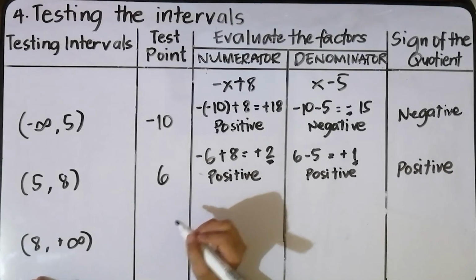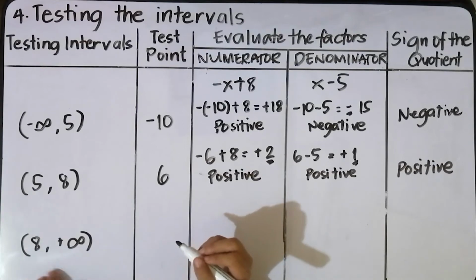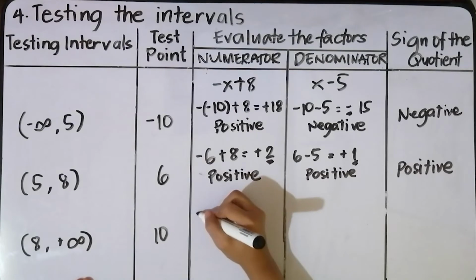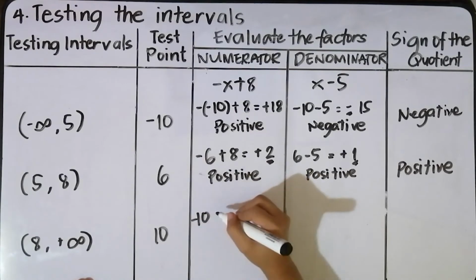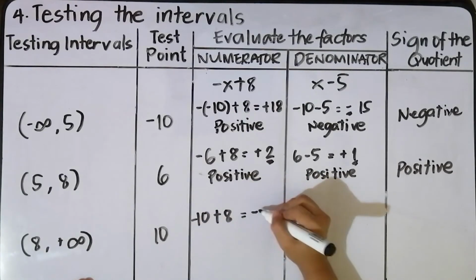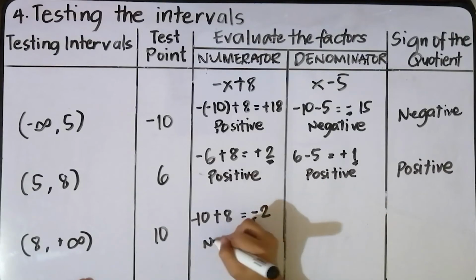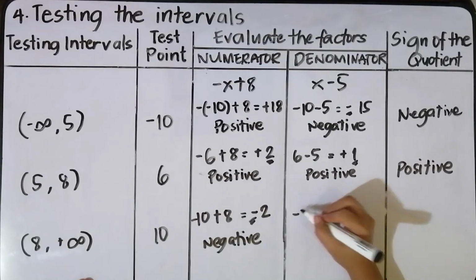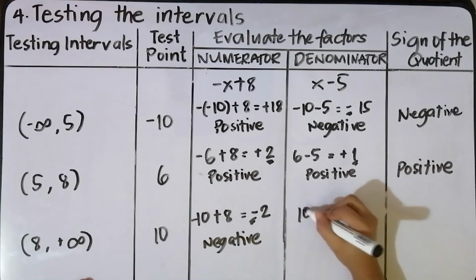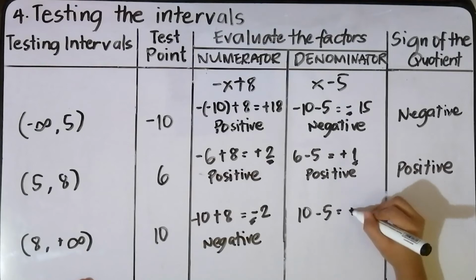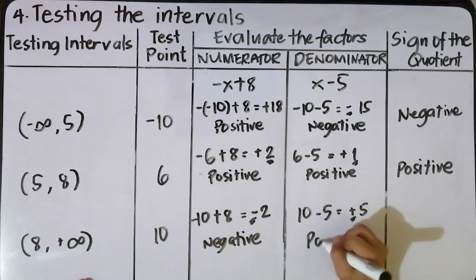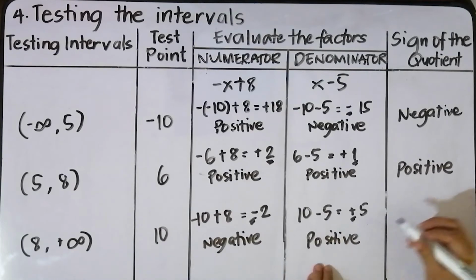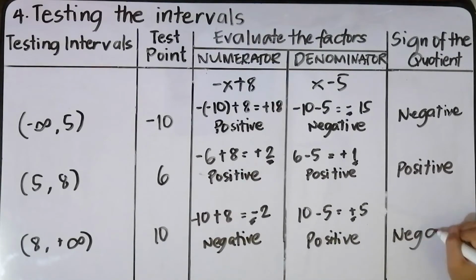Next, the last interval, we have 8 to positive infinity. So, we can use 10. Substituting 10 to our factors, we have negative 10 plus 8. So, this is negative 2. So, negative. For the denominator, we have positive 10 minus 5, we have positive 5. So, this is positive. So, negative divided by positive, that is negative.